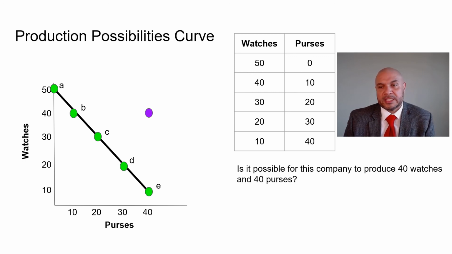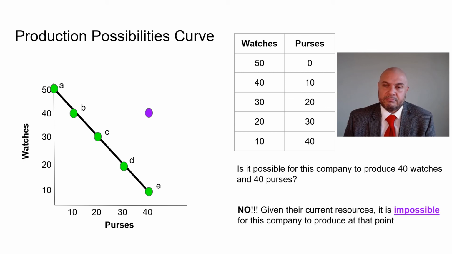Is it possible for this company to produce 40 watches and 40 purses? No. The reason why is because this company, although they want to produce at that point, can't with their current resources. Remember, resources are limited, so they want to get to that point eventually, but right now they cannot produce at that point. That is an unattainable or impossible point to produce at right now. It's kind of like a goal point. You want to get there, but we just can't get there right now with our current resources.